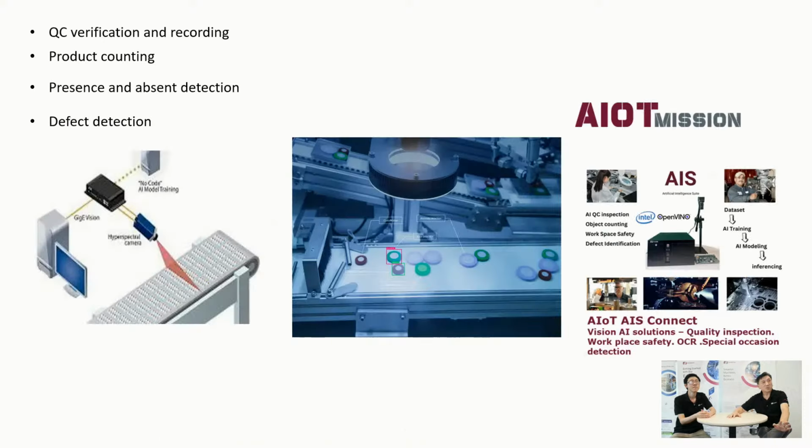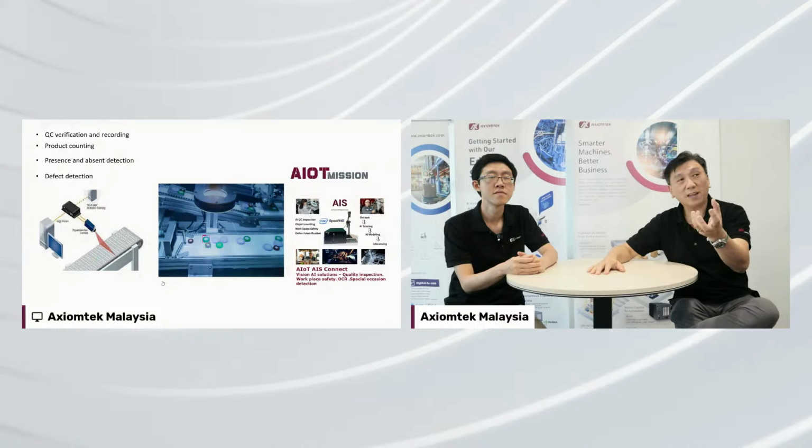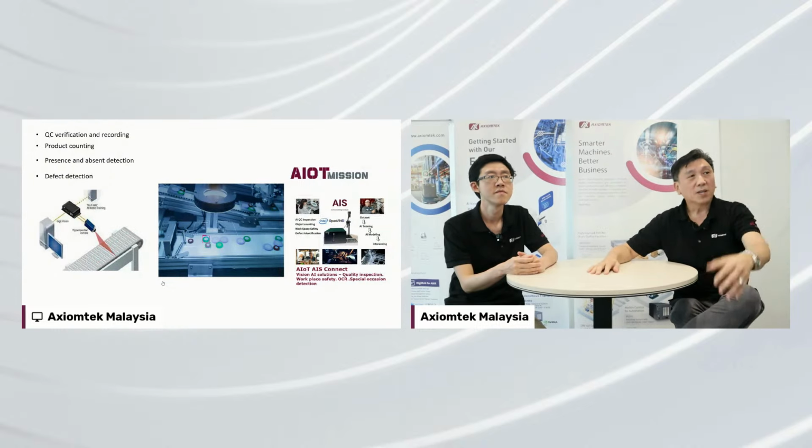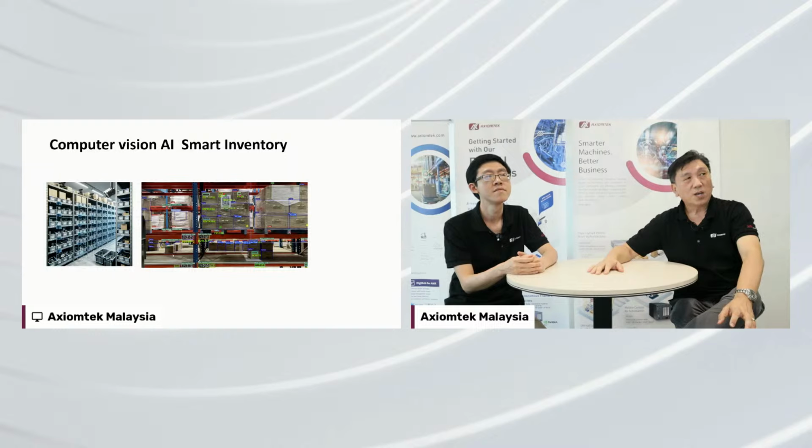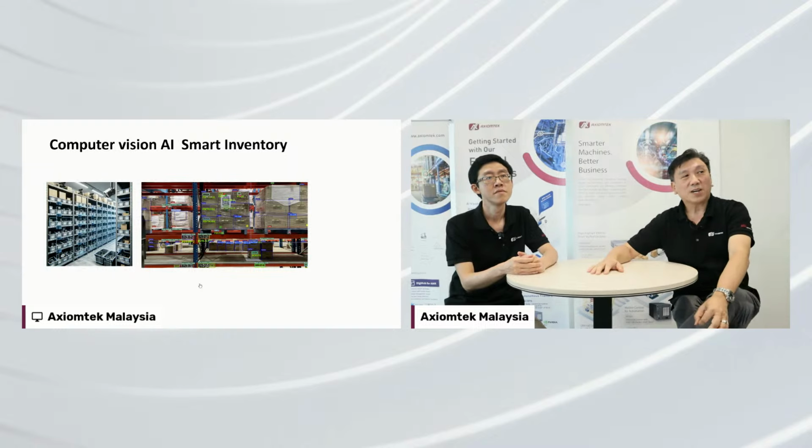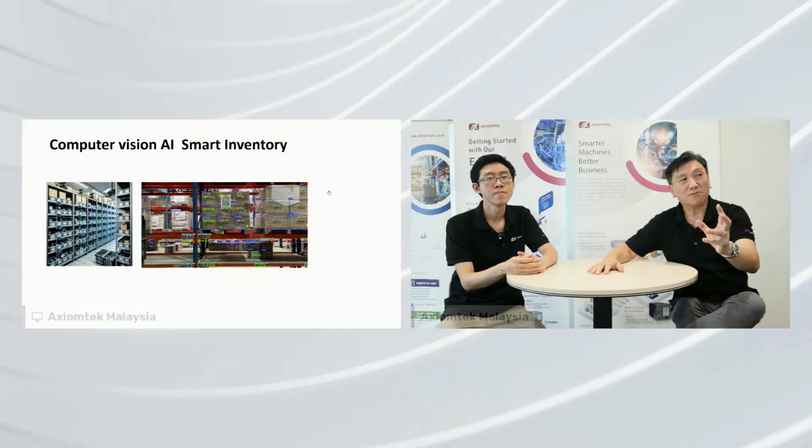Then we move on to QC checking. Last week we also talked about QC checking, how to use edge AI to check and verify, and how you can make use of what we call AIoT AIS Connect, one part of our computer vision, what they call AI Suite, that helps you to do that. That is a last week topic. So now today, we talk about computer vision AI in smart inventory.